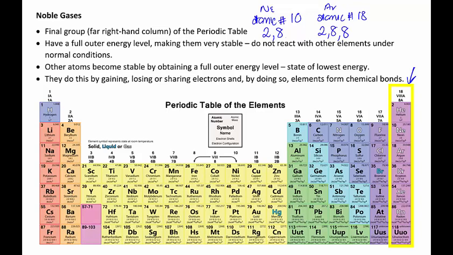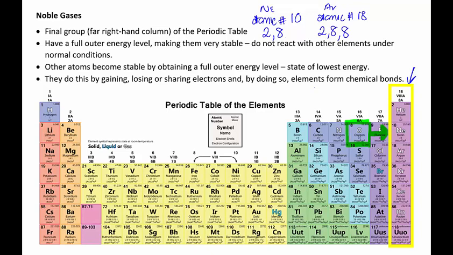Now, other atoms want to become stable by obtaining a full outer energy level, or the state of lowest energy, and that's what we're trying to do. They're going to do this by gaining, losing, or sharing electrons, and by doing so, elements form chemical bonds. So, if I look at oxygen, which is here, its atomic number is 8. Okay, it wants to become more like neon. It wants to form a full energy shell.